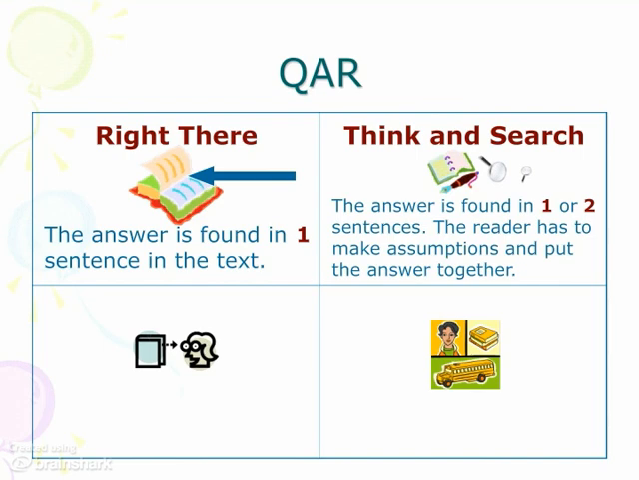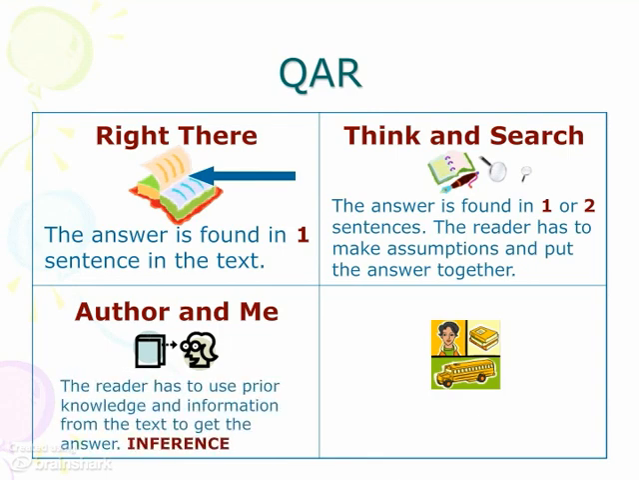The third type of QAR is author and me. This means that you're using the text and you're using your own prior knowledge, which is what we call an inference. So again, the reader has to think about what they already know about this subject or topic and the information given from the text and put those together. It's kind of like a detective. You use all the clues that are given to you, and then you make inferences and conclusions based on those clues that you get and your own prior knowledge.